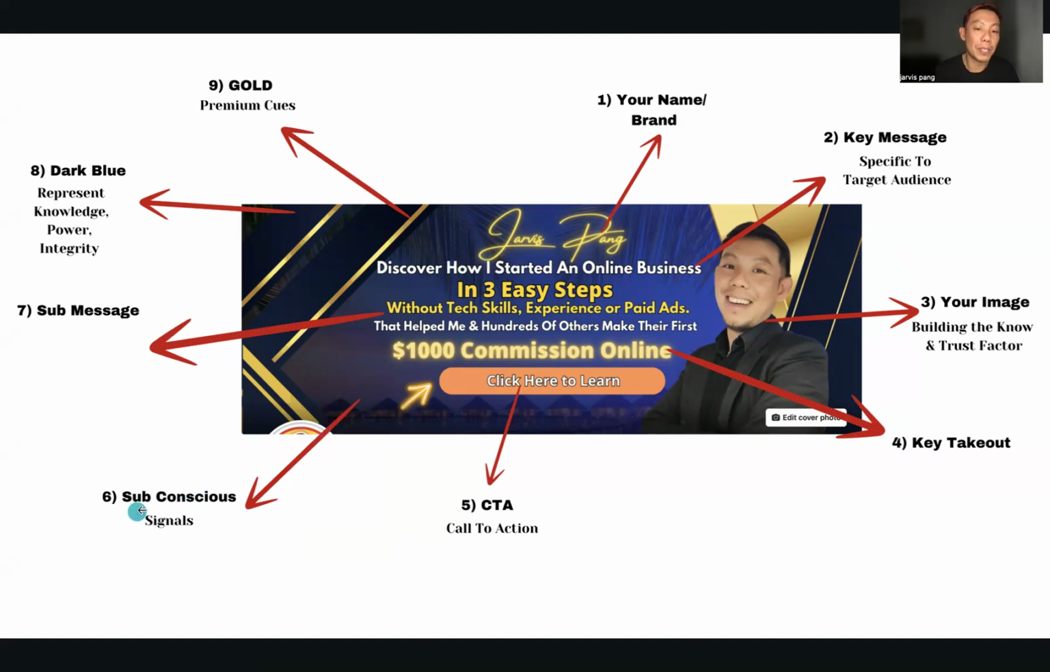So for example, number 6, you can see I got a sort of a beach resort in the background. So that creates that subconscious signal for them that this is sort of tied to freedom. And then number 7 is a sub-message on what I want to tell my audience, that I'm going to deliver without text sales or any paid ads. That's what I was telling my audience.